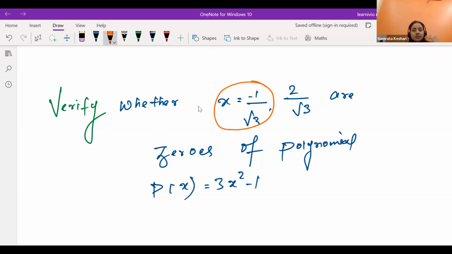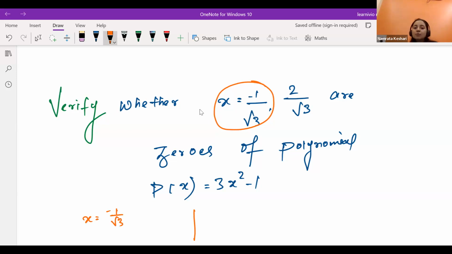A little bit of upgraded information: whenever the degree is 2 there will be 2 zeros. Whenever the degree is 3, we can have 3 zeros. So don't get confused when you see 3 x values, 2 x values. One by one you have to check it.